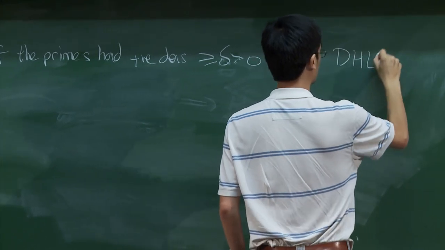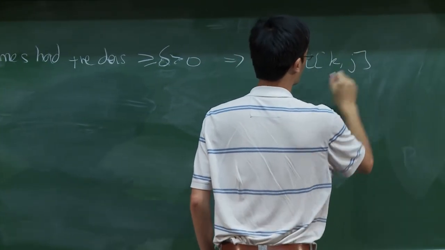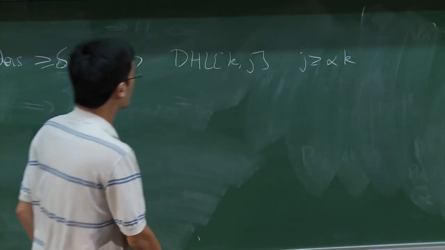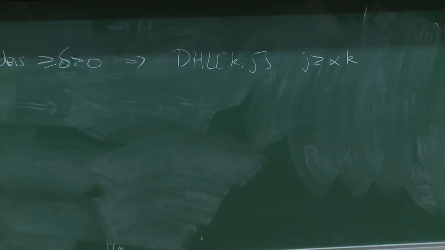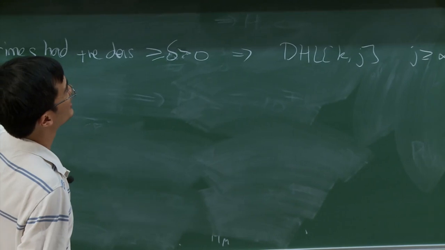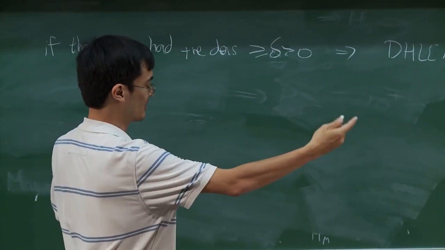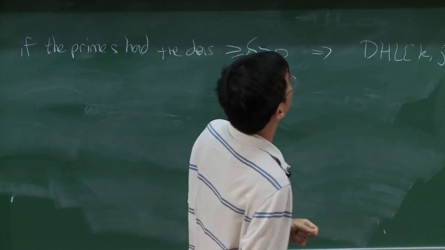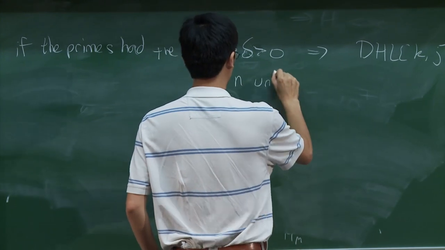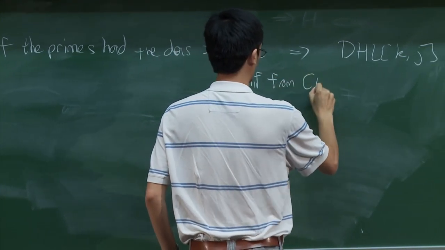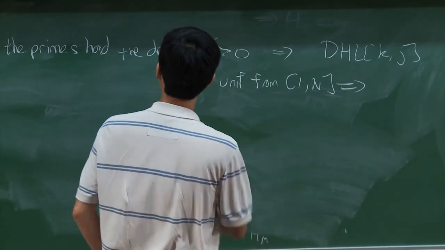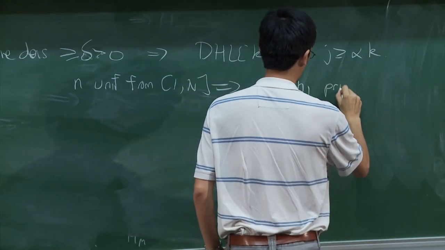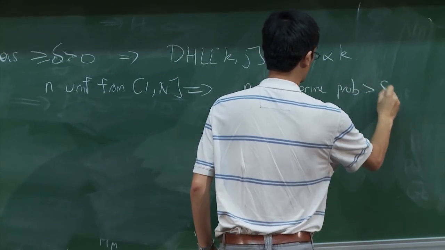This would imply the Dickson-Hardy-Littlewood conjecture whenever j is bigger than alpha k. And the reason is very simple. If the primes have positive density, you just pick a number little n at random inside some big interval. You take a big interval 1 to capital N, you pick a number little n uniformly at random. Then if the primes had positive density, just probabilistically, n plus h1 should be prime with probability at least delta.